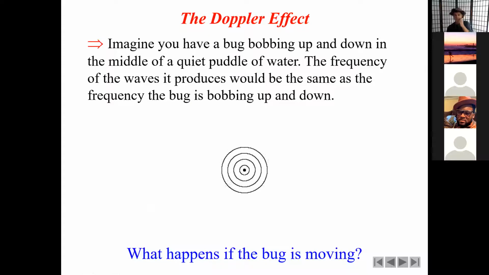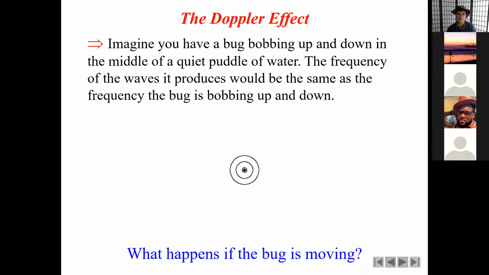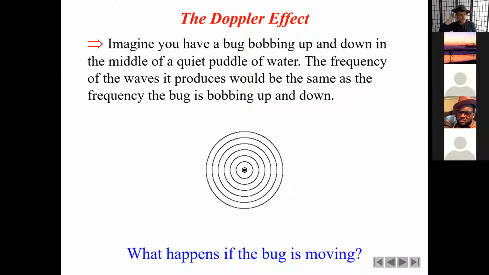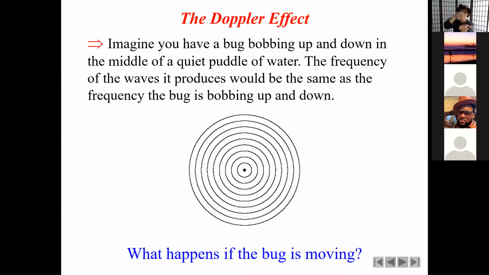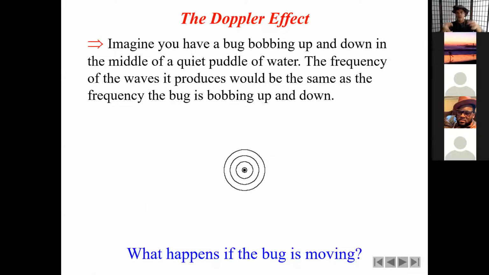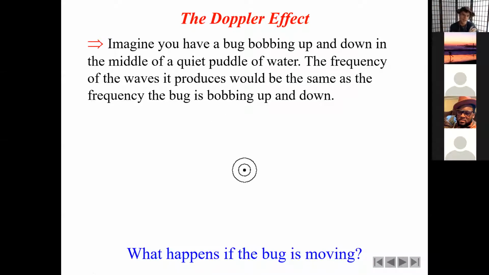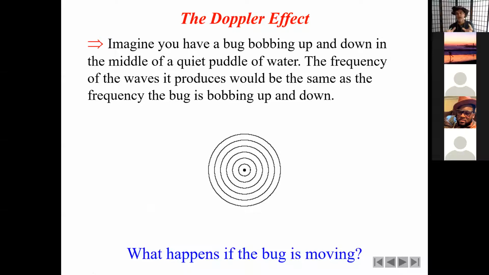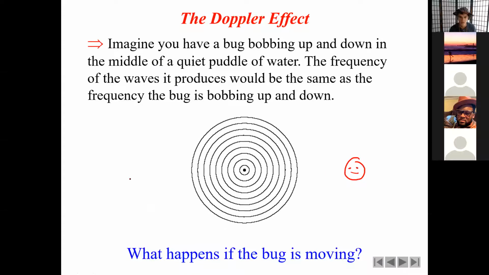Okay, so little question for you. Let's say that you are a bug and you are bobbing up and down in the middle of a puddle of water. Or let's just say that you're a bug and you're doing push-ups. Every time you dip into the water, you're going to produce this water wave that's going to move outwards. Now, if the bug is not moving, then it doesn't matter if I'm on this side of the bug or this side of the bug.